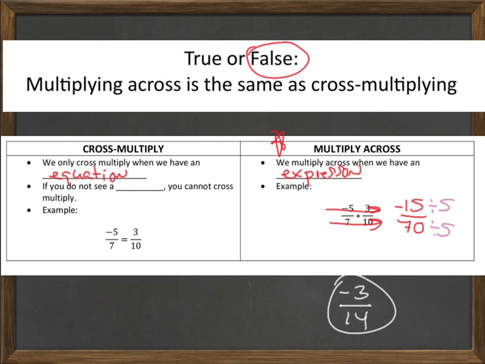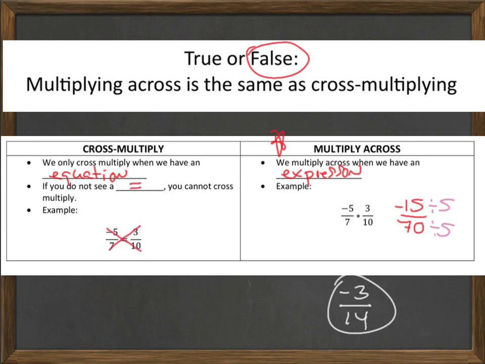Okay, notice that if I look back over here, in this problem, there is no equal sign anywhere to be seen. It's just a multiplication. So it's an expression if it doesn't contain an equal sign. If it does contain an equal sign like this guy, then it is an equation. So if you do not see an equal sign, you cannot cross multiply.